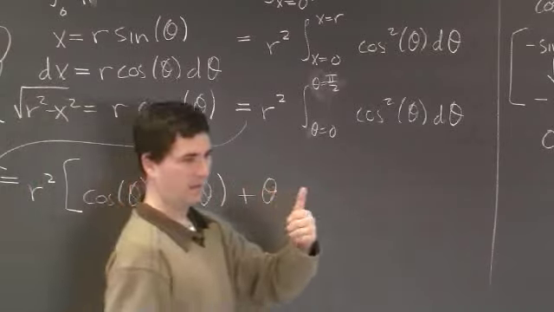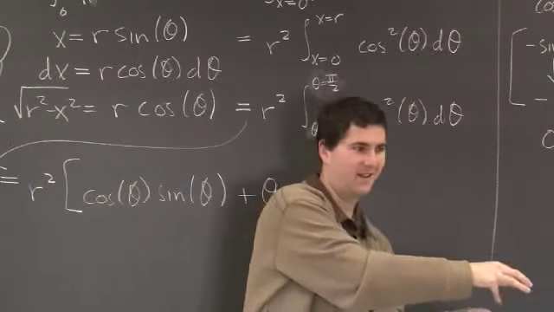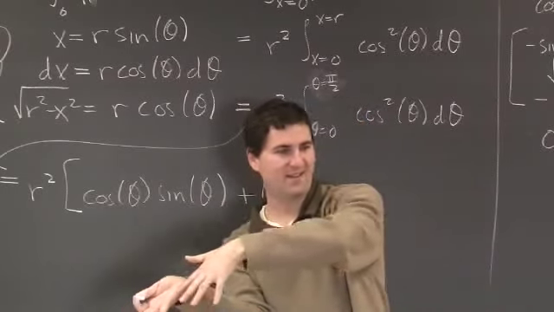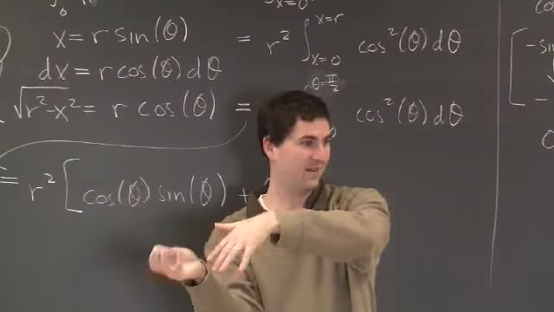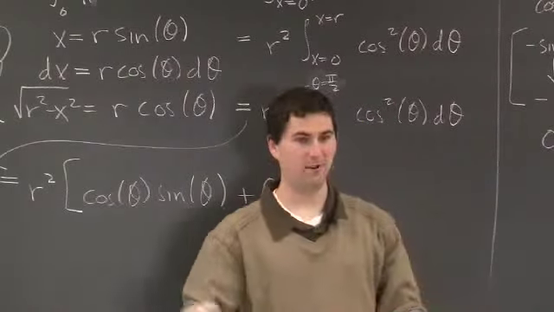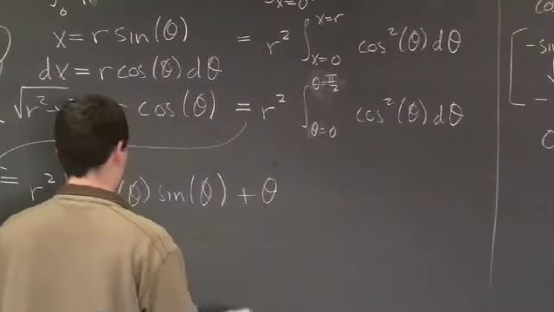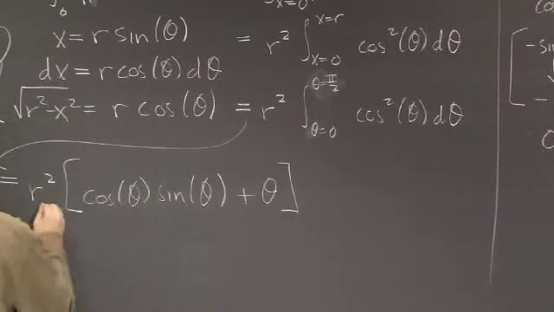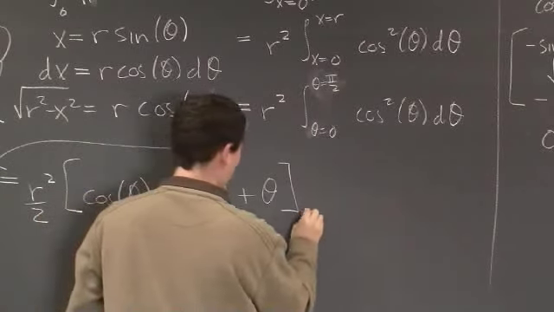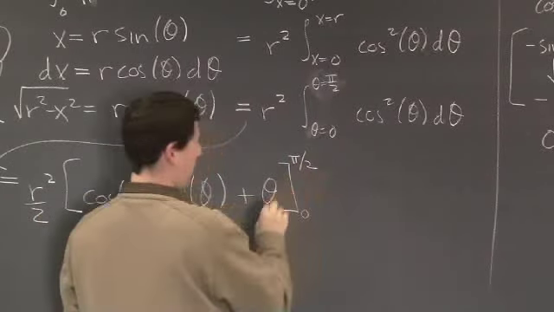Well, you take that minus I, you add it to the other side, you get 2I, you divide by 2, right? And you're going to end up with a 1/2 in the front. So we just make this r squared over 2. And then we have to evaluate at 0 and pi over 2.